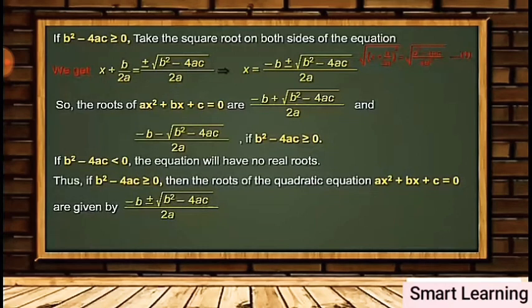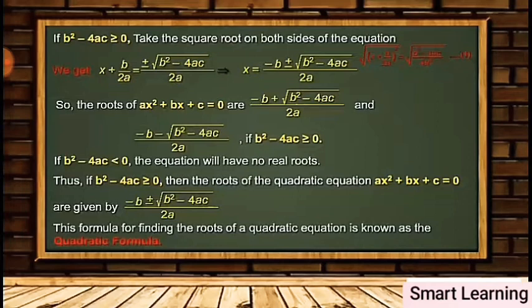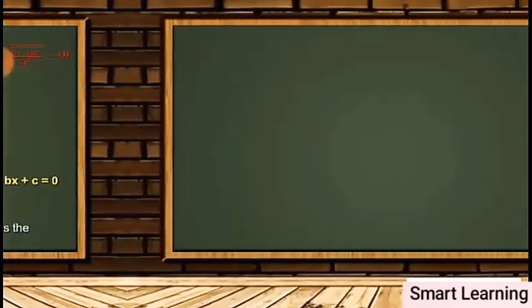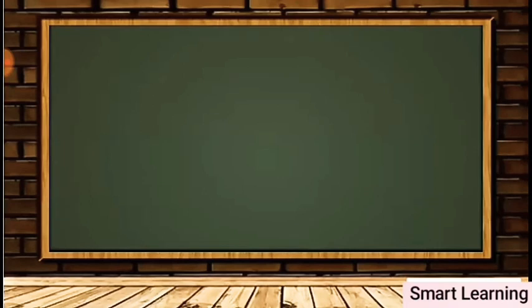Thus, if b² − 4ac is greater than or equal to 0, then the roots of the quadratic equation ax² + bx + c = 0 are given by (−b ± √(b² − 4ac))/2a. This formula for finding the roots of a quadratic equation is known as the quadratic formula. Let us explore this concept with an example for better understanding.